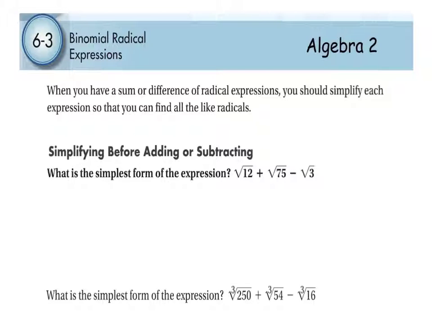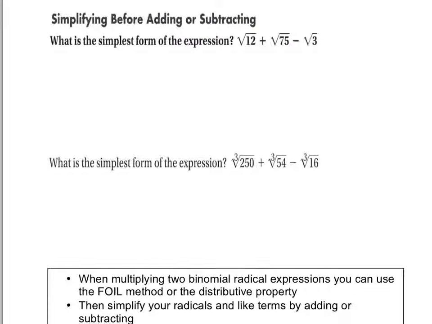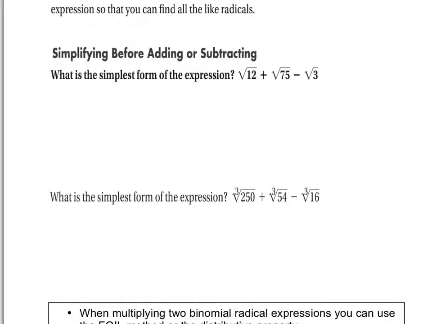Okay, what happens if the numbers underneath aren't the same? Well, there are some situations where you can simplify these to make the radicals the same. So when you have a sum or difference of radical expressions, you should simplify each expression so that you can find all the like radicals. So in other words, you can break some of these down and be able to simplify them.